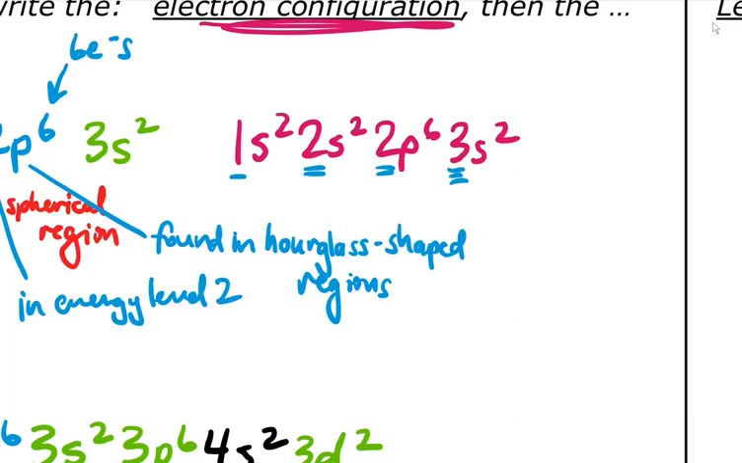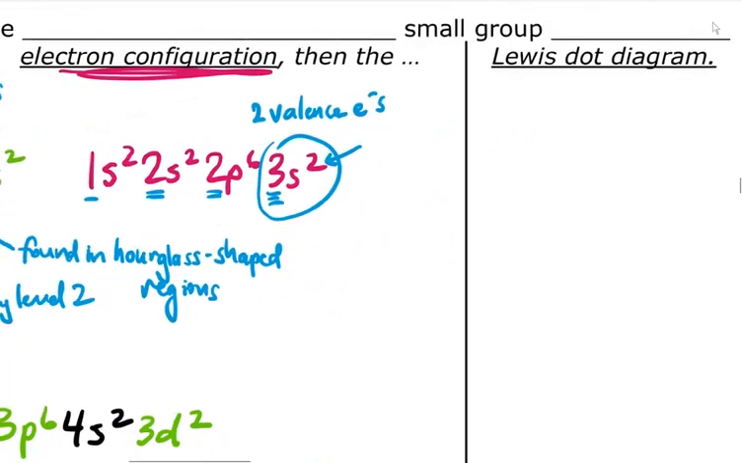And so these will be our valence electrons, these ones right here. They're in our outermost energy level. They're in the highest energy level. These are our valence electrons. How many are there? There are 2. So there are 2 valence electrons in an atom of magnesium. Those would be the 3s electrons, and there are 2 of them.